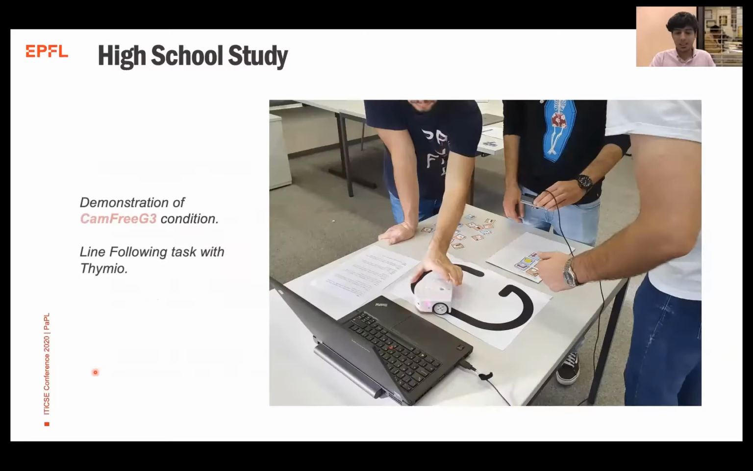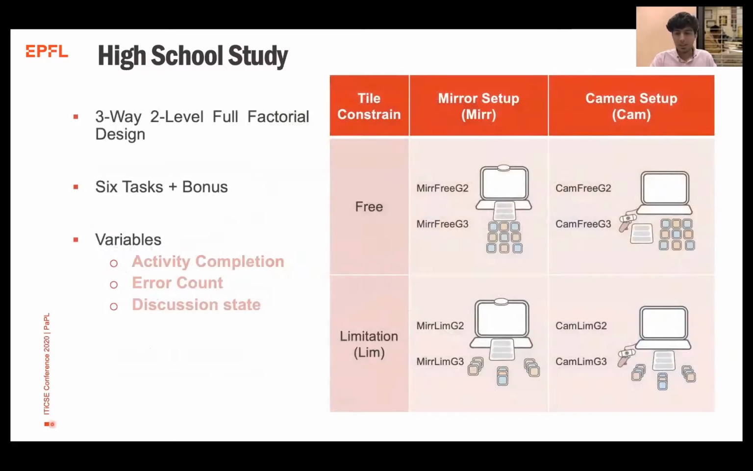So here is a typical setup. The students here are using an external webcam with free access to the tiles, and there are 3 members in the group. So it forms a cam-free G3 condition. They're performing the line following task with Thymio. On the right, you see all the 8 conditions of the experiment, and students had to perform 6 tasks throughout the experiment. And we were observing the groups for 3 variables.